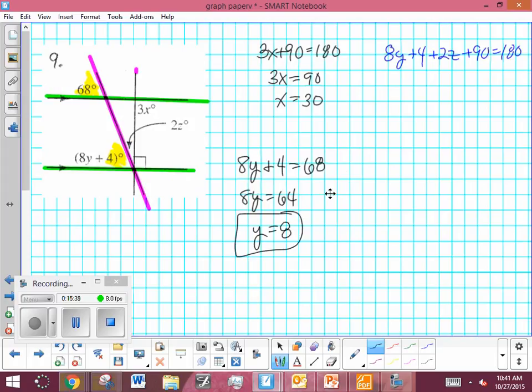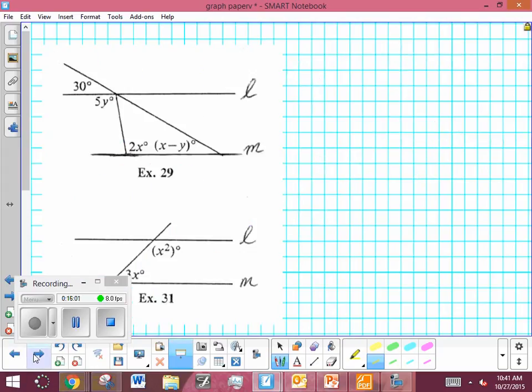I now know y, and I can plug that up here to get 64 plus 4 plus 2z plus 90 equals 180. And now you can solve that equation for z just by moving all this extra stuff to the other side, and you can find z that way. I'll let you do that.